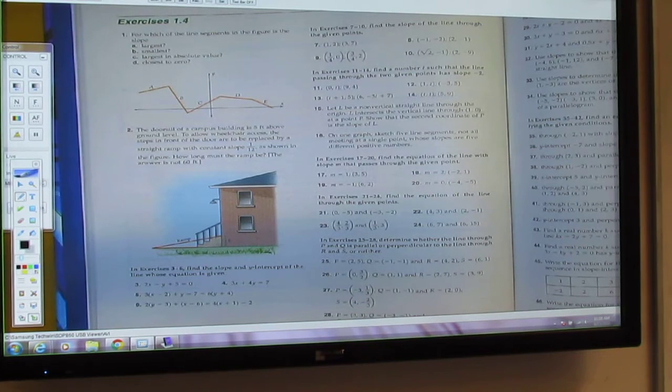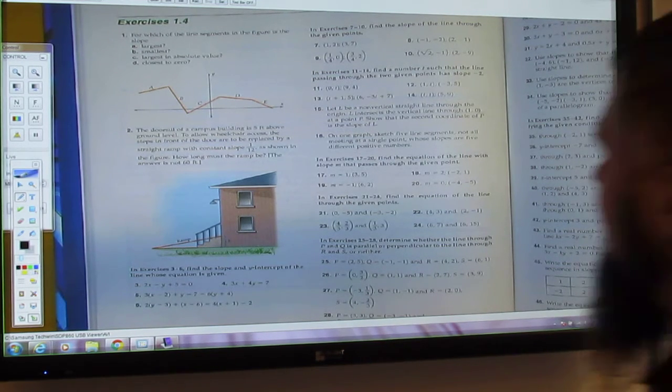All right, this is your homework. You can pause it right here. Okay? You're going to do 1 through 53 odd. But what I'm going to do is just kind of walk you through some of this stuff.